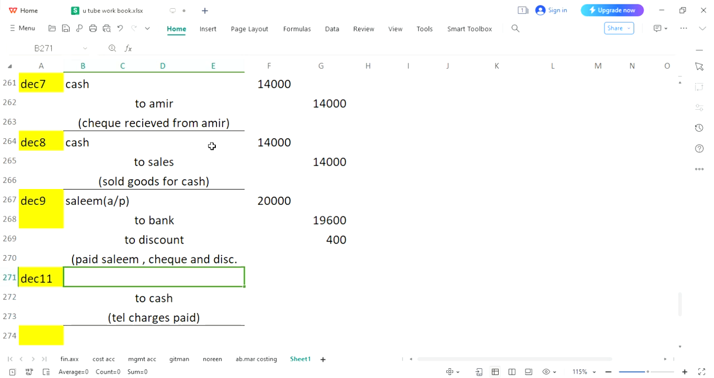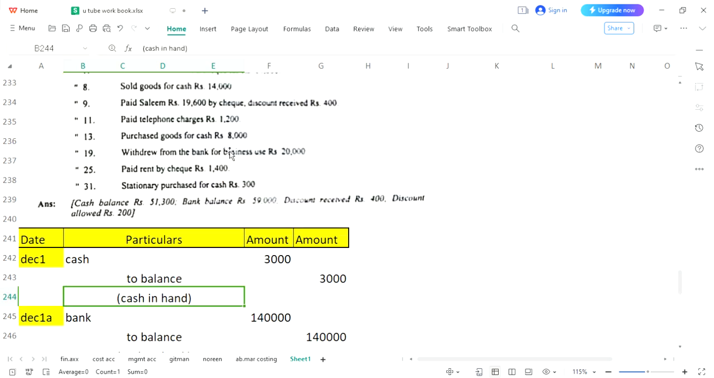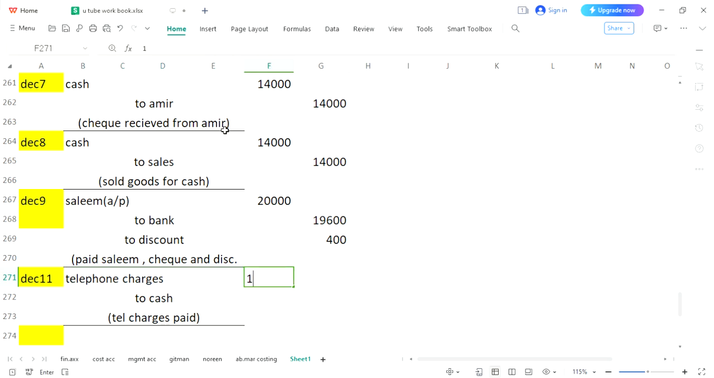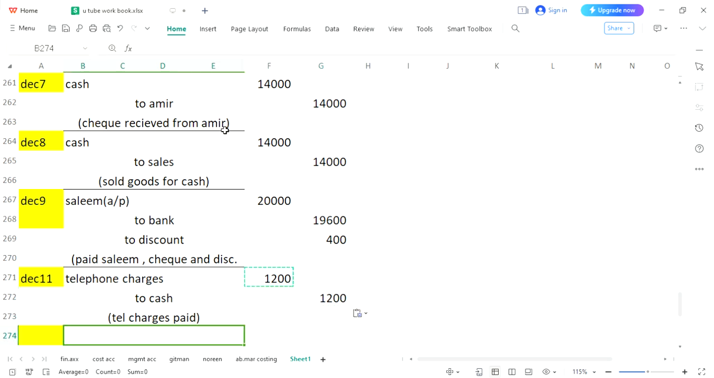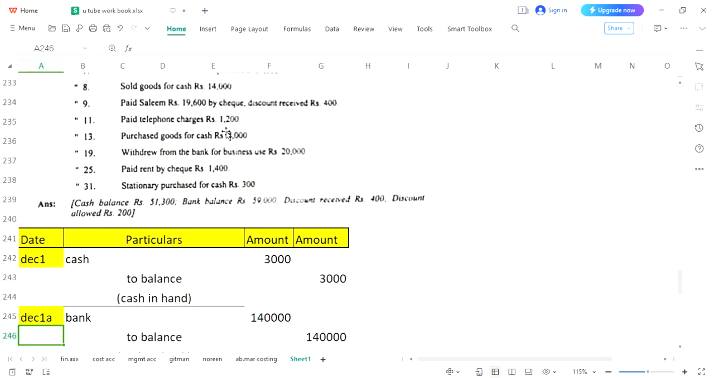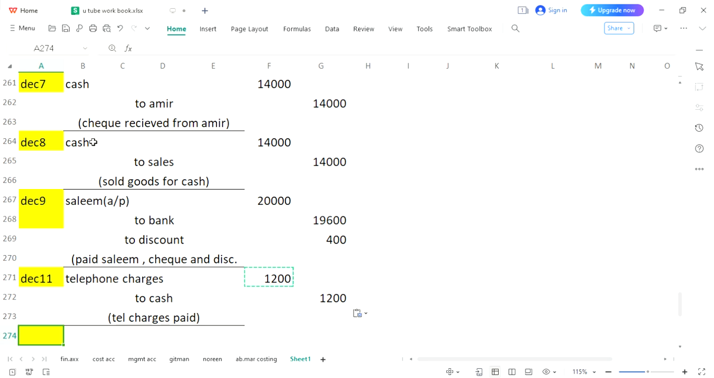Telephone charges is an expense. Expenses should be debited. So you will write telephone charges on the debit side. December 11, amount was 1200. So just mention 1200 on the debit side and the same 1200 would be written on the credit side. December 11 is completed.